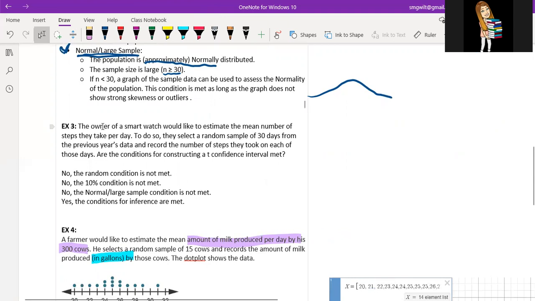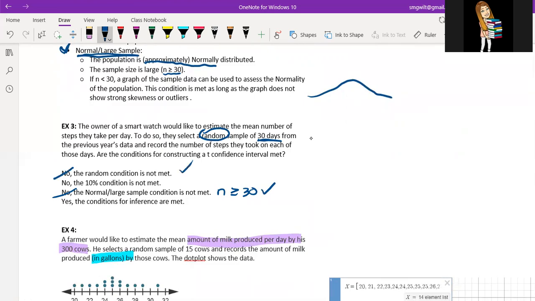The owner of a smartwatch would like to estimate the mean number of steps they take per day. To do so, they select a random sample of 30 days. Remember that when we're talking about normality, that means n is greater than or equal to 30, or we see something about it being approximately normal. That sample size means that condition is met, so this is not the correct answer. We also have the words random sample, so the random condition is met. So that is not the correct answer.